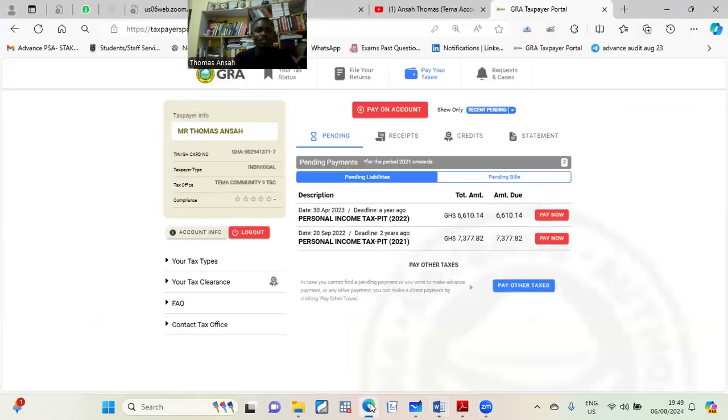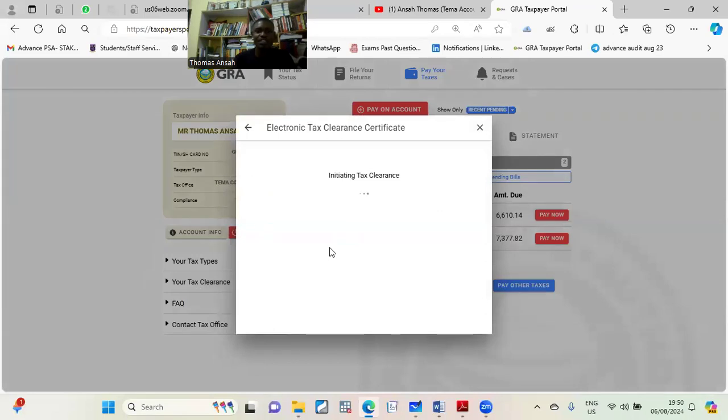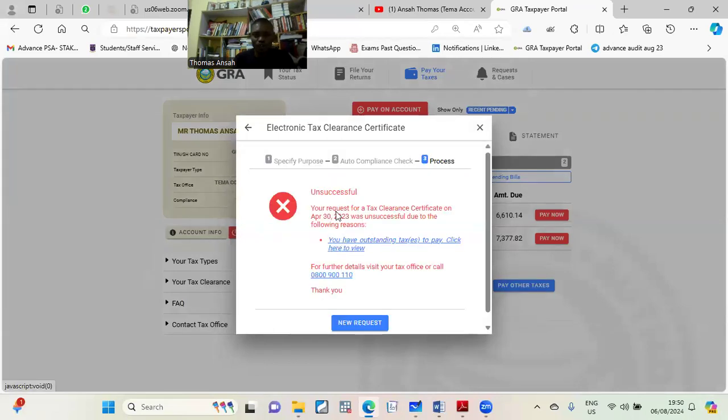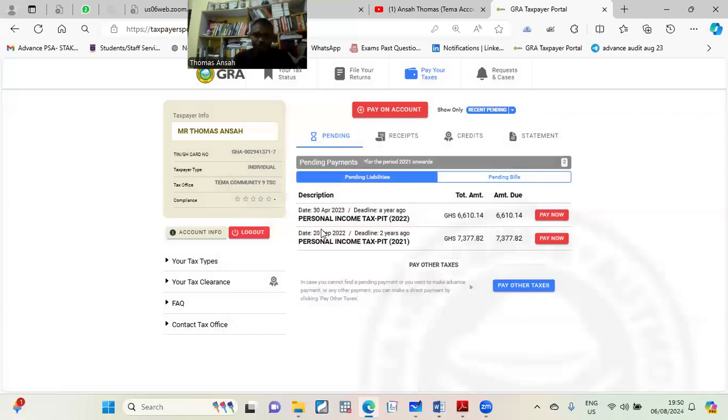Now look at my situation. This is how you get a tax clearance certificate. Watch this. I want to request a tax clearance certificate. Look at what they will tell me. I'm initiating my tax clearance certificate. Have you seen what they've said? Your request for a tax clearance certificate in April was unsuccessful due to the following reason: you have outstanding taxes to pay. Click, and it will show me this place. So far as I have not paid this money, it means I won't have a tax clearance certificate.